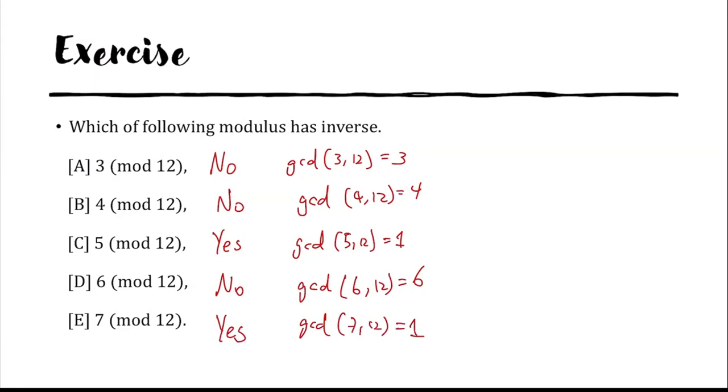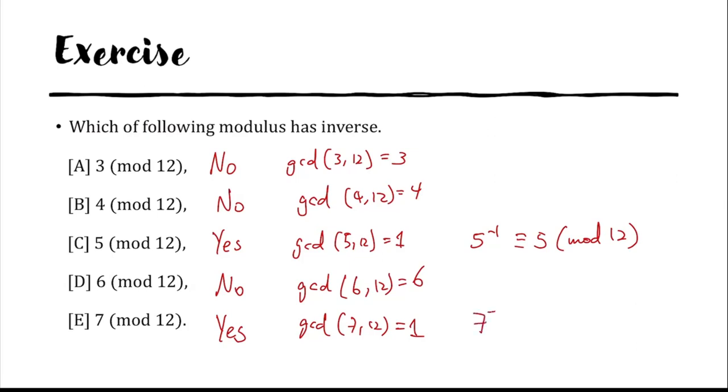Now, since we know 5 and 7 have inverses modulo 12, what's the inverse of 5 mod 12? What number do you multiply by 5 that will give you 1 mod 12? If you say 5, then 5 times 5 gives you 25, and from 25 you can subtract 24, a multiple of 12, and that will give you 1 mod 12. So 5 times 5 is congruent to 1 mod 12. That's true. So the inverse of 5 is just 5 itself.